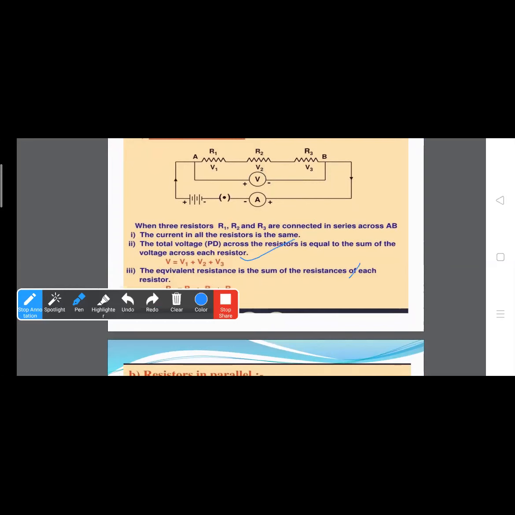Clear? We know that V1 equal to IR1, V2 equal to IR2, V3 equal to IR3. So put the value of V1, V2, V3 in this equation. So we will get V equal to I (R1 plus R2 plus R3).